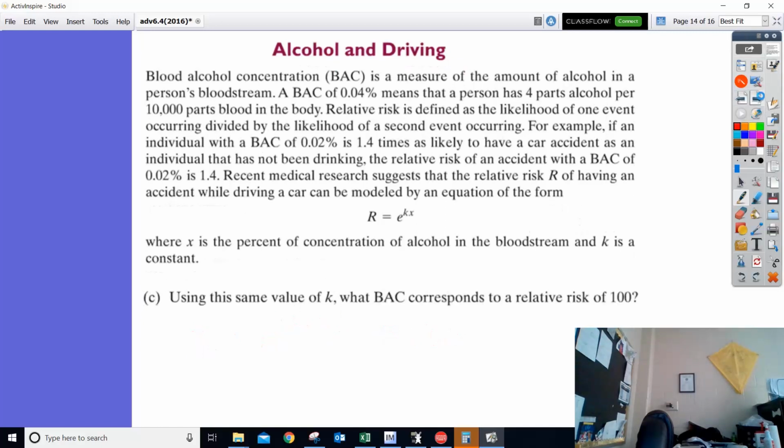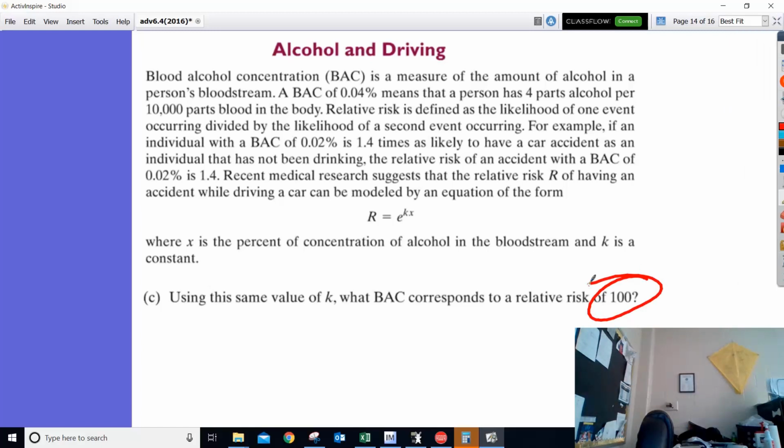Is there anything else worth doing? Well, here's one that's a relative risk of 100. And I guess we'll just not do it. Anyways, the variable goes on the left. Try and figure that out over the weekend.